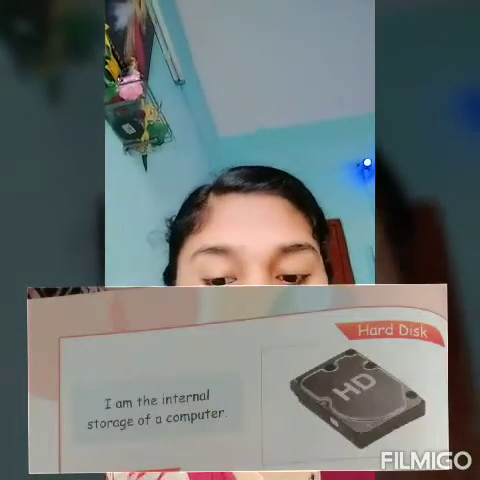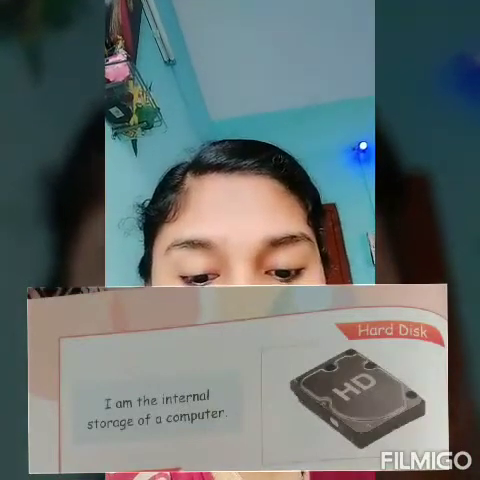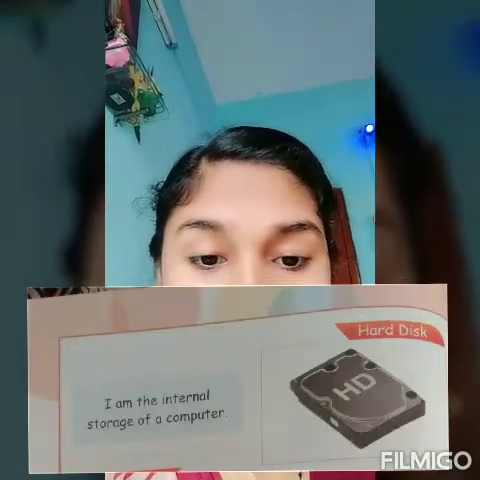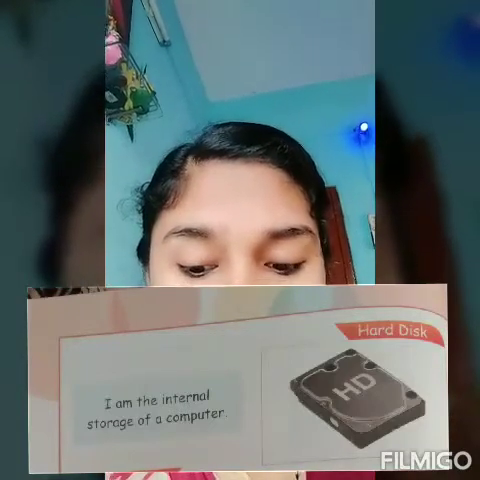Next one is a hard disk. Hard disk, I am the internal storage of a computer. Internal storage, it will be inside the computer. So it will store all the things that are in the computer.